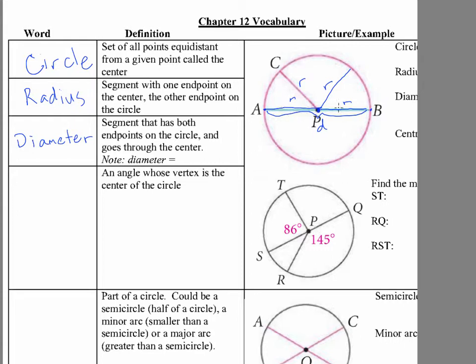So the diameter equals 2 times the radius. Whenever you see diameter, you can also use 2 times the radius. All right, so that should be a review. The next one is something that might be a little bit newer. This is something called a central angle. So a central angle is an angle whose vertex is in the center of the circle.